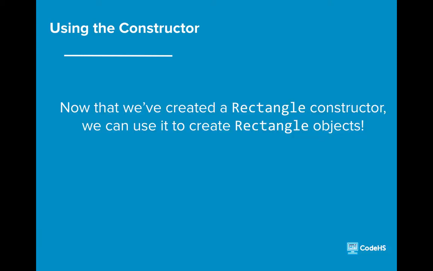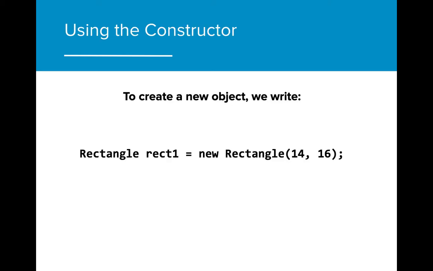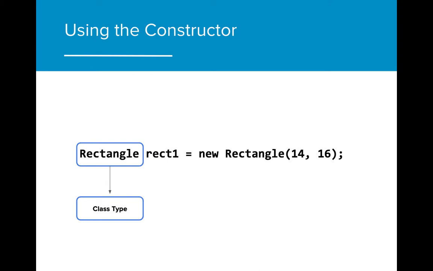Now that we've created a rectangle constructor, we can use it to create rectangle objects. This is the standard format for writing a new object. We will dive into what each part means. Just as we needed to declare a new variable with a value type, objects need to be declared the same way. In this case, because we want to create a rectangle with the rectangle class, we need to declare that this variable is going to be of type rectangle.